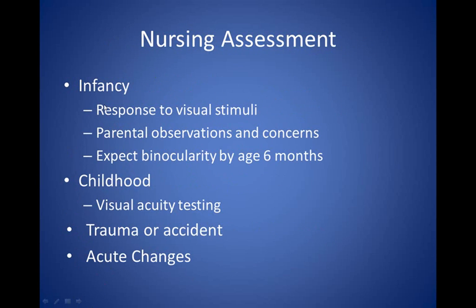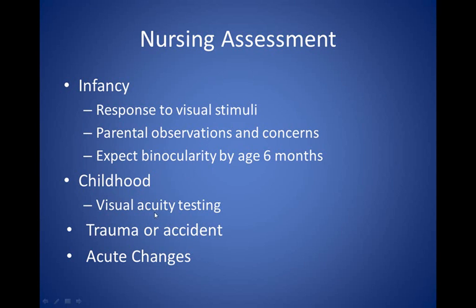Nursing assessments. When do we check people's vision? In infancy, we want to make sure they can respond to stimuli. So you get something red or something shiny, move it in front of their face, then move it around and see if they try to follow it. If the parents say, my baby doesn't seem to be watching me, you expect binocularity by 6 months. That means their eyes should be moving together. Up till 6 months, their eyes are all over the place, but at 6 months they should be moving together.